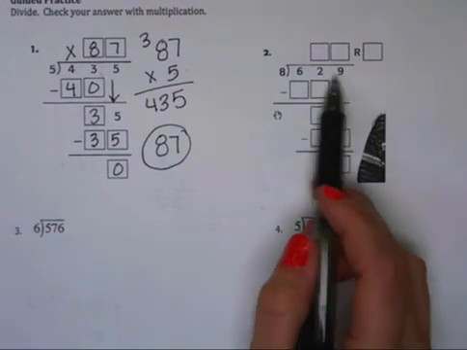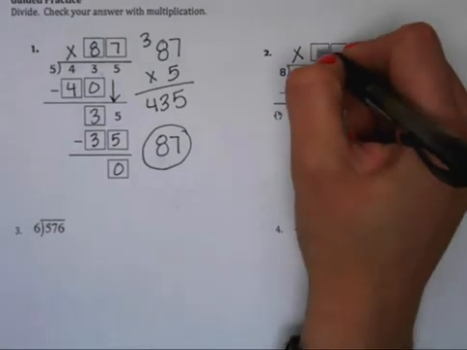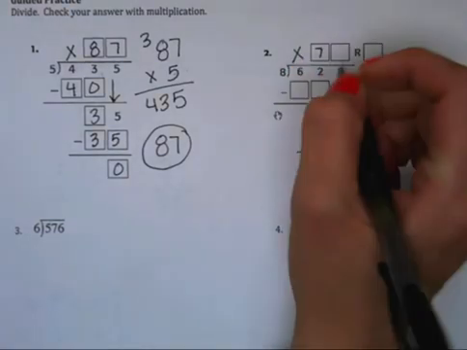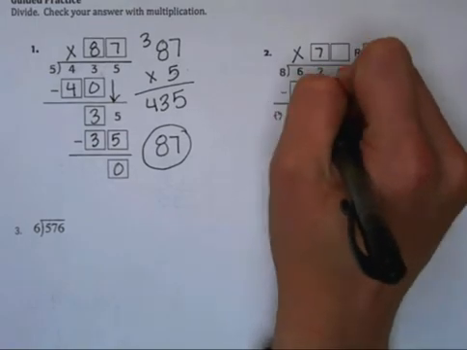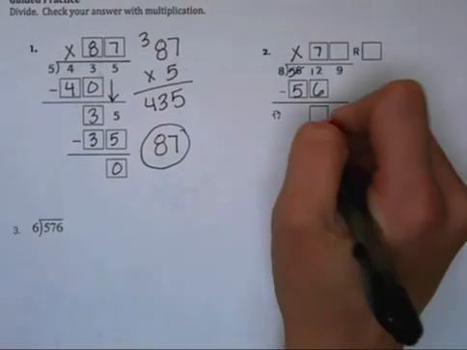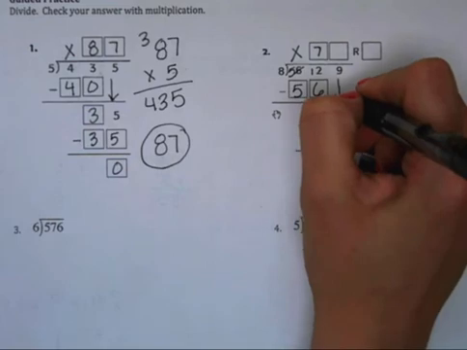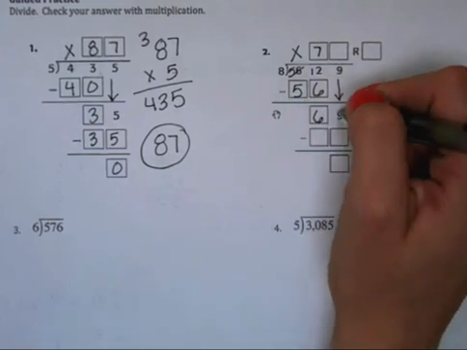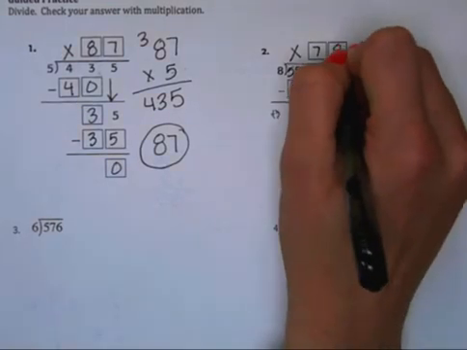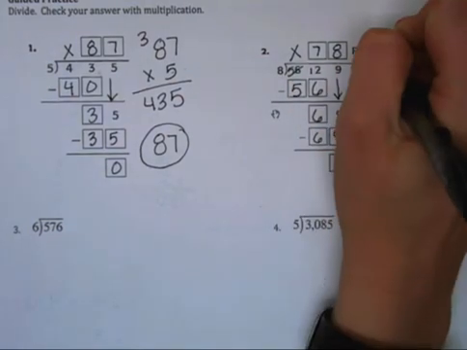We have 629 divided by 8. 8 does not go into 6, so we move on to 62. 62 divided by 8 would give us 7, the closest we could get. 8 times 7 is 56. Do our subtraction, and we must borrow. We're left with 12 minus 6, which is 6. Bring down our 9. 69 divided by 8 is 8. 8 times 8 is 64. Subtract, and we have a remainder of 5.